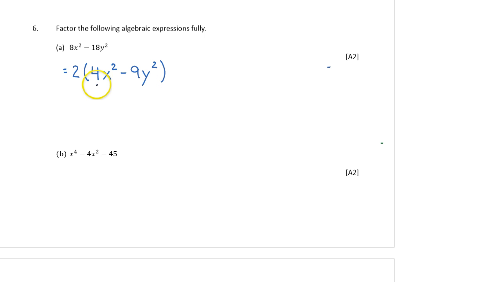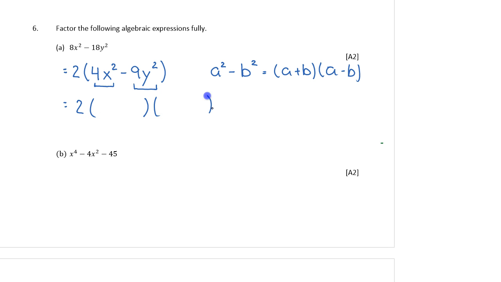And what I notice here is that because 4x squared is a perfect square and 9y squared is a perfect square and it's a subtraction, that's a difference of squares. Difference of squares form we know is a squared minus b squared factors to a plus b, a minus b. So we'll set up our brackets here. The square root of 4x squared is 2x, so 2x plus the square root of 9y squared is 3y, 2x minus 3y. And we're done.